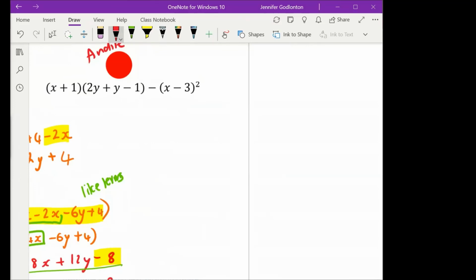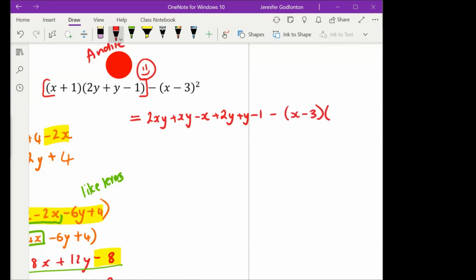Andile, take us away. Yes, ma'am, I started by simplifying the first 2 brackets. Good. And so my answer is 2xy plus xy minus x plus 2y plus y minus 1. Excellent. And then I continued by saying negative, open bracket, x minus 3, close bracket, open bracket, x minus 3, close bracket. Beautiful. Next line.